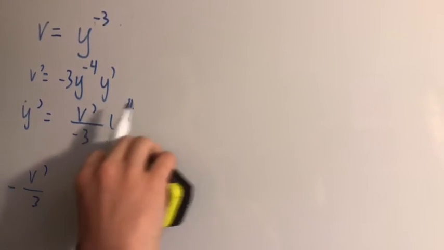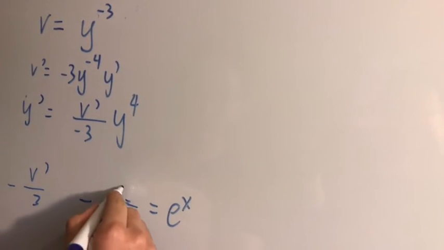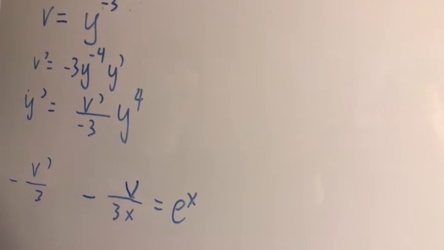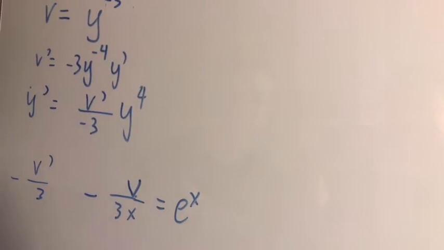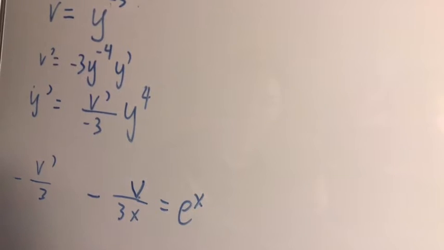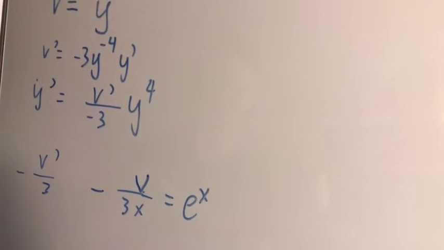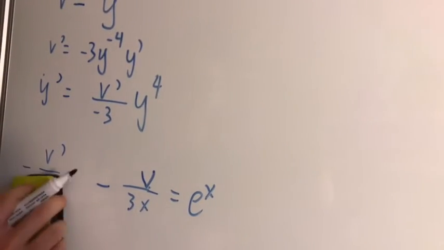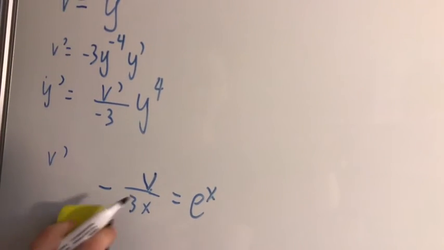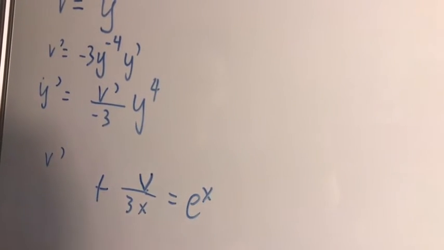So that's just that. And some of you may notice, well, this is the perfect way to use the integrating factor method, but after we do some simplification. So let's multiply both sides by negative 3. That term is gone.